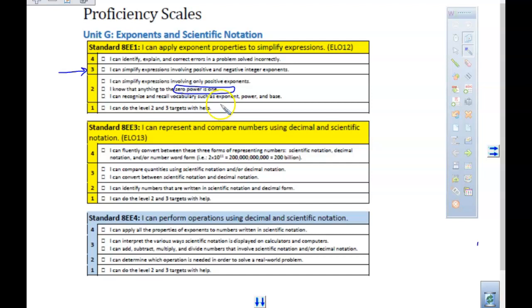You're going to be looking at vocabulary: exponent, power, base. We're going to do that today. The second half of the unit is with scientific notation, so it's using decimal and scientific notation. And then this last part, not an ELO, is looking at performing operations, adding, multiplying, dividing with integer operations.